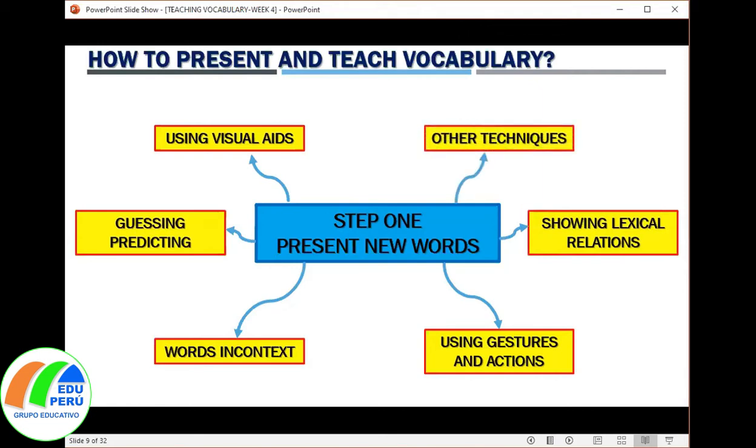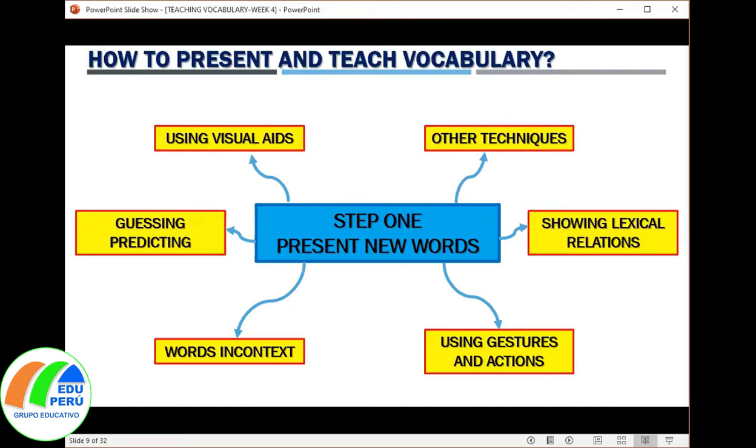And finally, we're going to use other techniques because we're going to talk about each one in a separate way. So notice here the different forms, the different ways that we could present new words, new vocabulary. First, you could use visual aids. You can make your students guess, predict. You can use words in context. You can use gestures and actions. You can show your students lexical relations. And finally, any other technique.